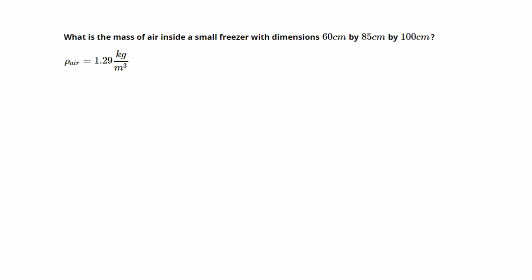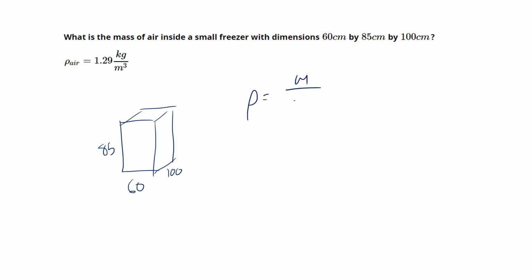So let's draw a beautiful picture of a freezer. Doesn't that look cool? That's right. Anyways, so we're going to have 60, 85, and 100 centimeters there. To figure out the mass, we know that density is equal to mass divided by volume. Density is 1.29. Mass is what we're looking for. Volume, this is a rectangular prism, so we are going to have 0.85 times 0.6 times 1, right?